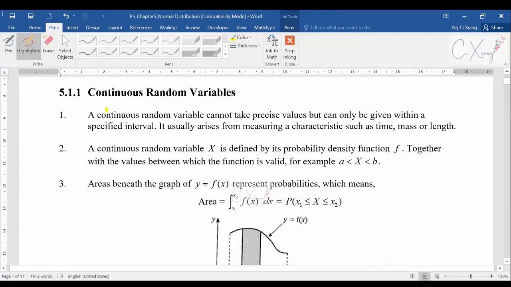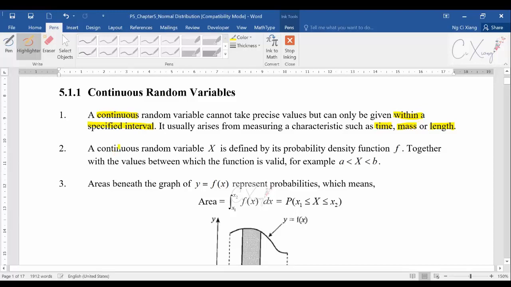So what is a continuous random variable? A continuous random variable cannot take a precise value, but can only be given within a specific interval. Usually the common ones that we see are like the time taken to solve something, and the mass, the weight, or the length. All these belong to continuous random variables.